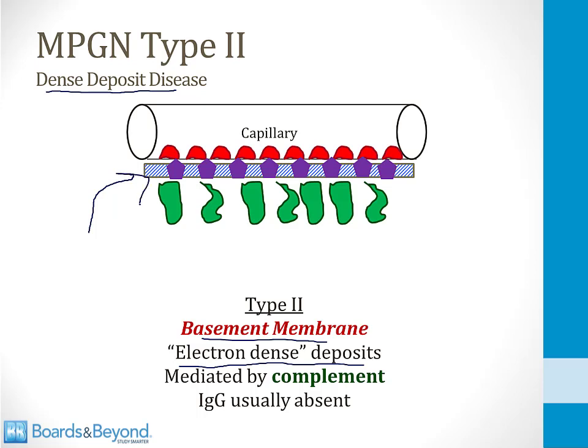The reason for these electron-dense deposits is not completely understood, but it is believed that they are mediated by complement overactivation. Importantly, IgG is usually absent in cases of MPGN type 2, so if you perform immunofluorescence staining like we described earlier, you will not see positive immunofluorescence staining for IgG in cases of MPGN type 2.